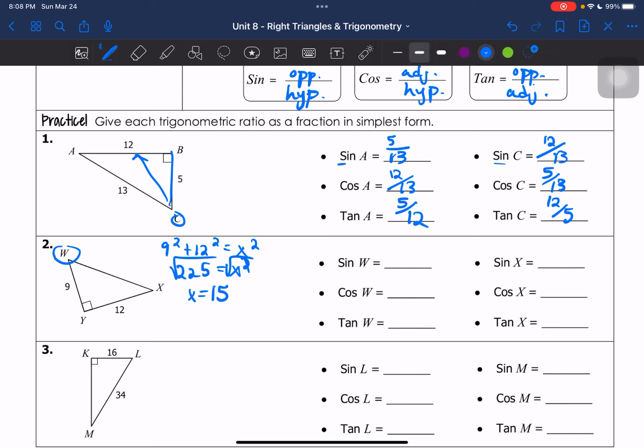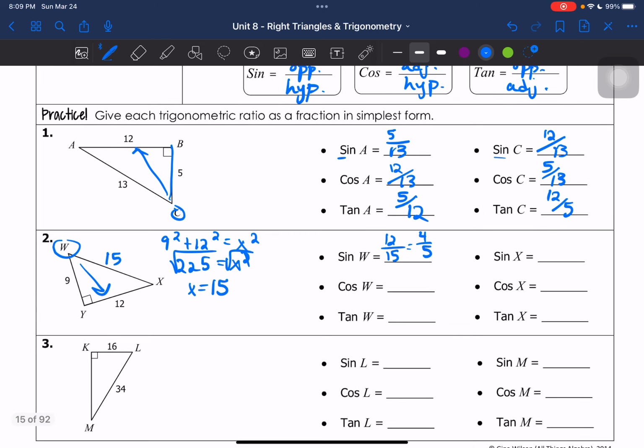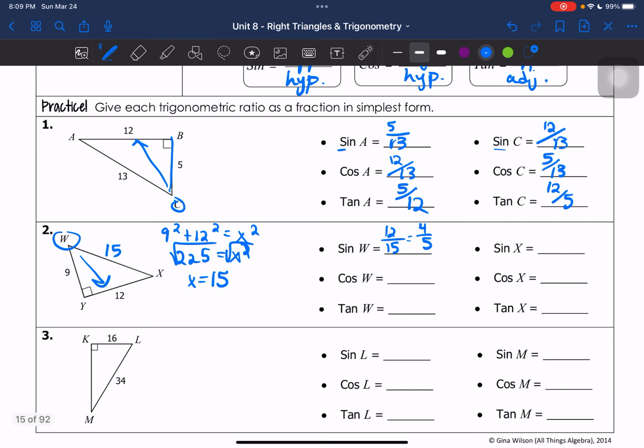So now I know that the hypotenuse of this triangle is 15, which means that now I can find the sine of angle W. It's going to be opposite over hypotenuse. So 12 over 15. This is one of those that I can simplify because the number 3 is divisible into both of these. So this is going to simplify to 4 over 5. If you want to just use the calculator to help you do the simplifying part, I can show you the method of doing that.